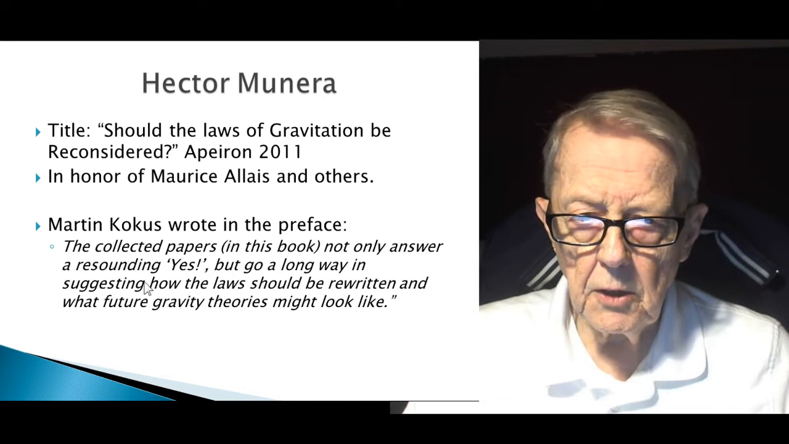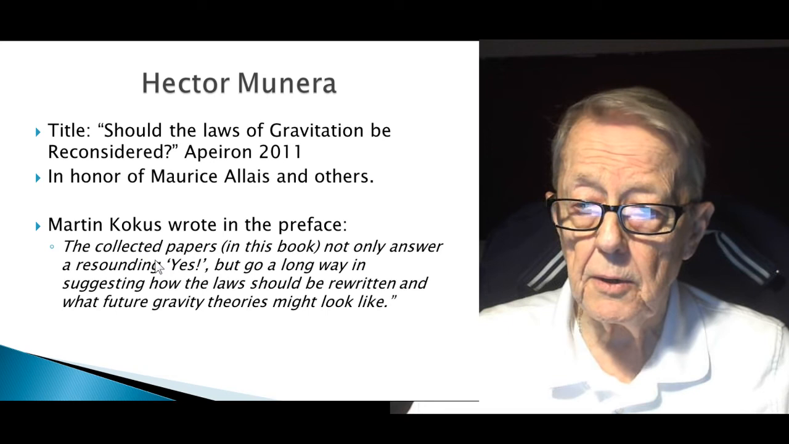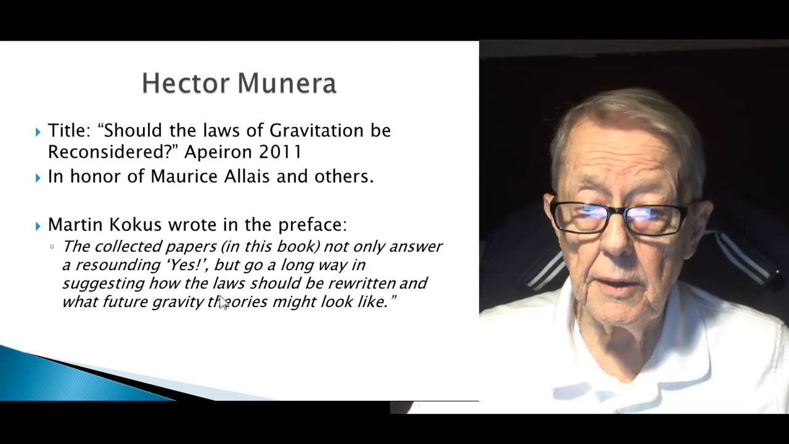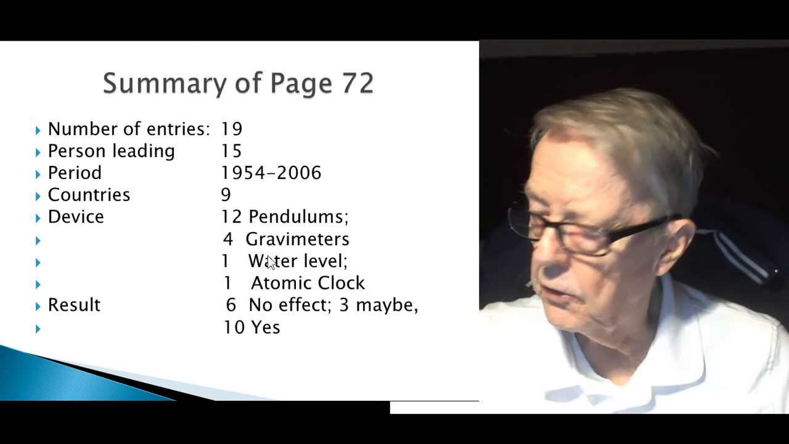Martin Kokas is one of the people who wrote an article in there, and he says at the end of the preface, the collected papers in this book not only answer a resounding yes that the laws should be reconsidered, but go a long way in suggesting how the laws should be rewritten and what future gravity theories might look like. It's an interesting book. One of the things in that book is a table on page 72, and I have it marked here, and I'm going to show you.